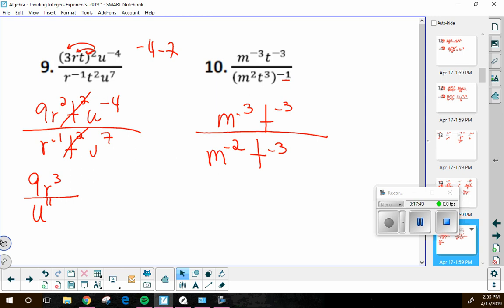Now, all I have to do is go, all right, negative 3 minus negative 2. What is that going to be? It's just going to be negative 1. So where is that m going to end up? On the bottom. So we're going to put it on the bottom. Oh, and that's negative 3 and negative 3. That's the same thing, right? What can I do with that? Cancel it out. So I didn't end up with anything on top. So what do I do? I just put a 1 there.